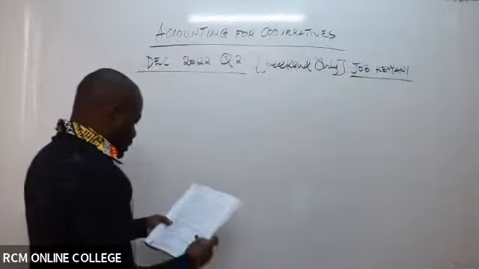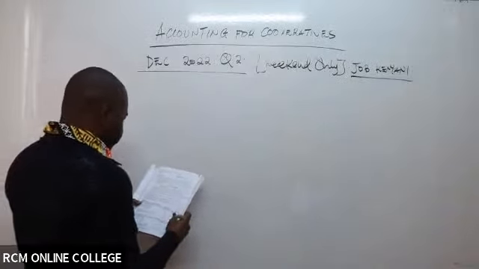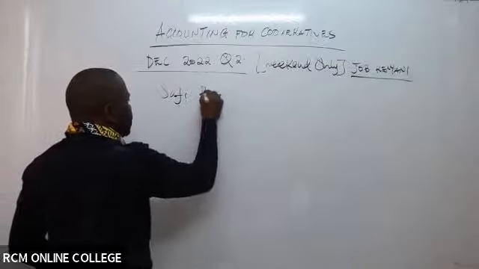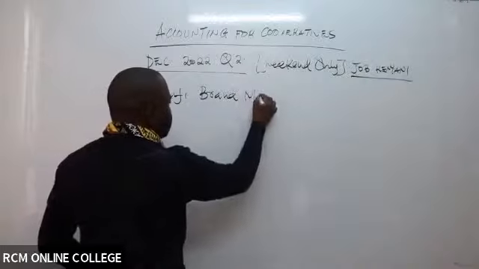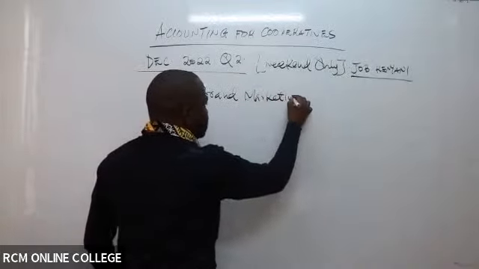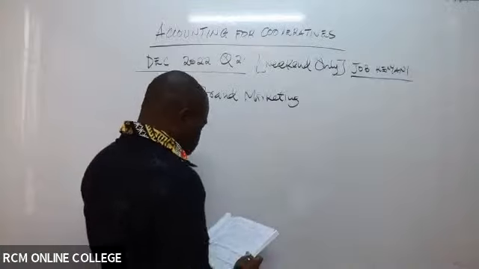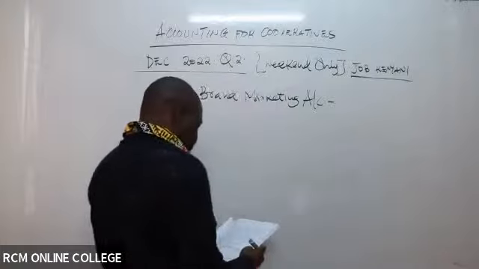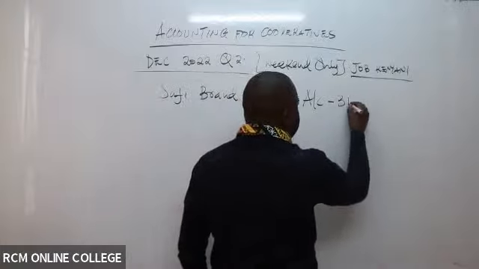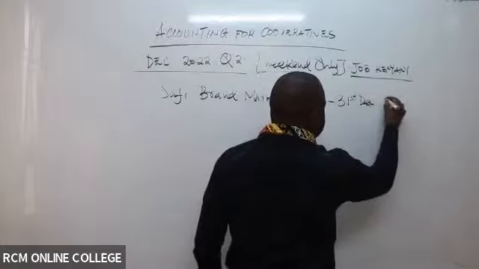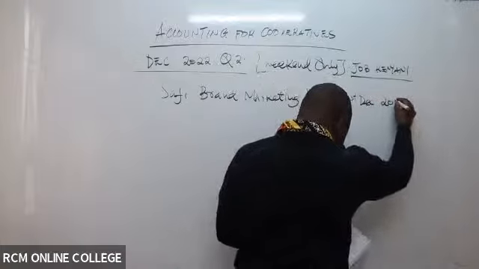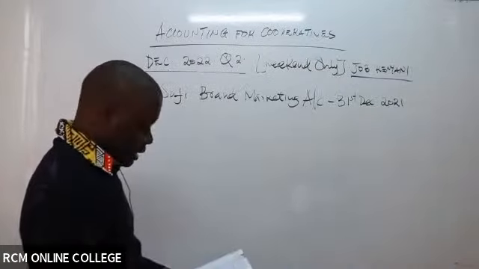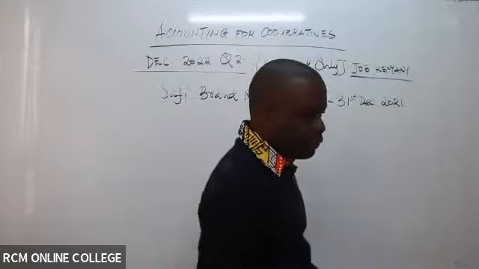Yeah, so we can start with the Safi brand marketing account. It is for the year ended 31st of December 2021. So of course, what will come out of this particular account is how much profit, because you can see it says showing the profit or loss.